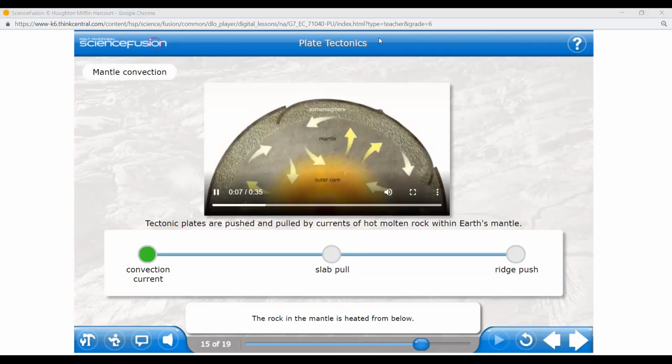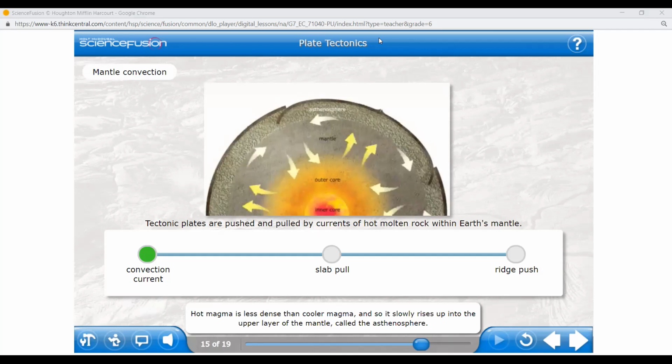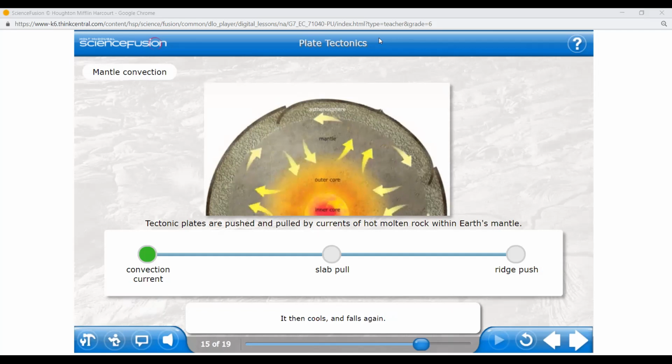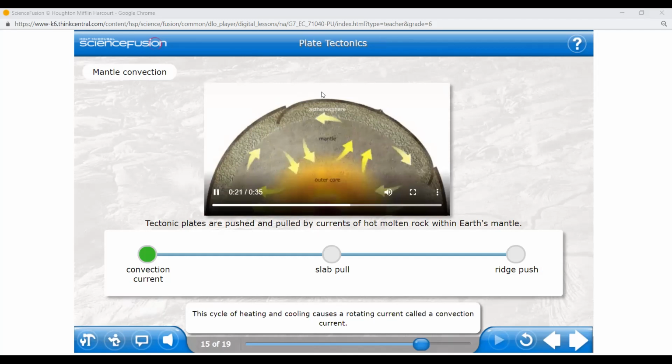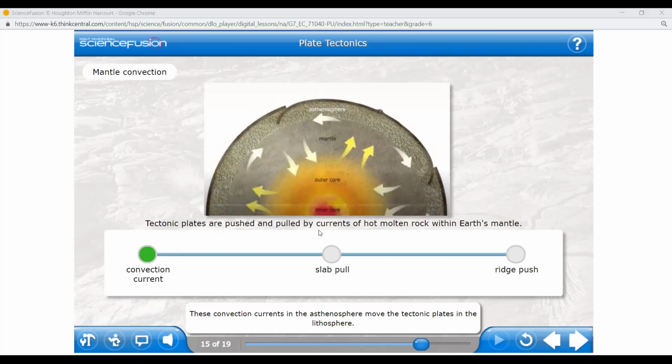Hot magma is less dense than cooler magma, and so it slowly rises up into the upper layer of the mantle, called the asthenosphere. It then cools and falls again. This cycle of heating and cooling causes a rotating current called a convection current. This is the best picture. These convection currents in the asthenosphere move the tectonic plates in the lithosphere.